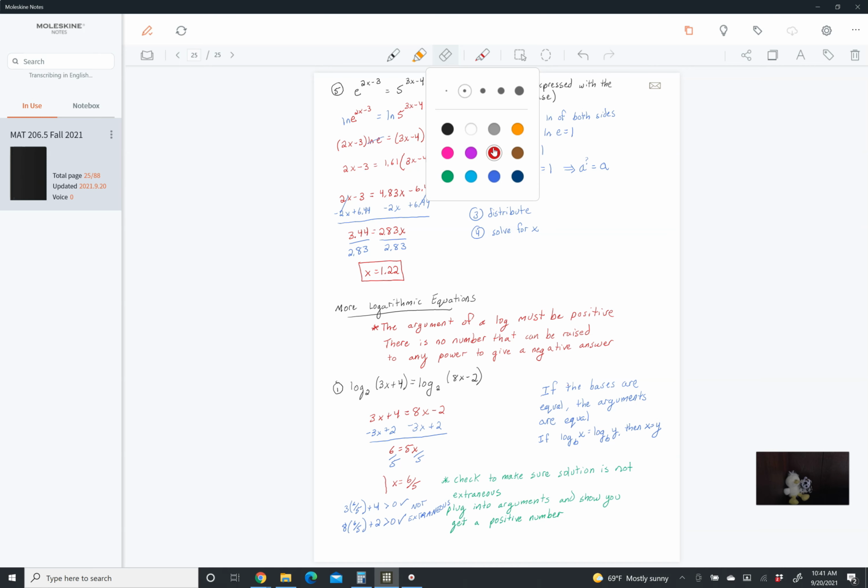Now, when you do these problems, you can't just box it and expect me to know that you plugged it in. You have to show me that it was plugged in. At the very least, you have to say not extraneous, okay? But you should be showing that you've plugged it in and every single argument is greater than 0. As soon as you find an argument that's negative or 0, you can stop and say it's extraneous. Okay, let's do some more examples.